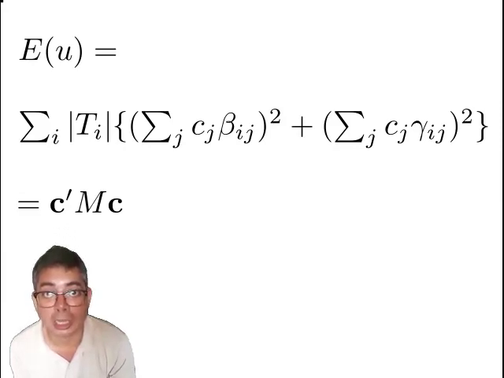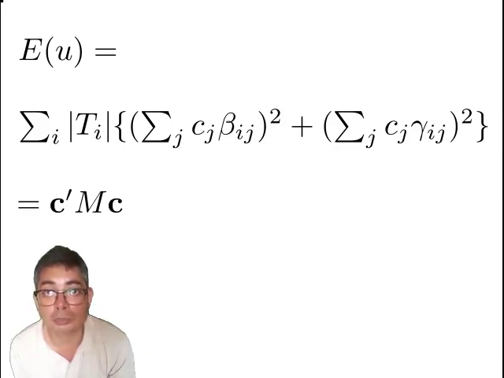By the way, when I write TI absolute value, I mean the area of the triangle TI. And when in the earlier step I wrote TI with a degree sign, I meant the interior of the triangle TI, because it is differentiable only in the interior of each triangle and not on the boundary where there is a crease.